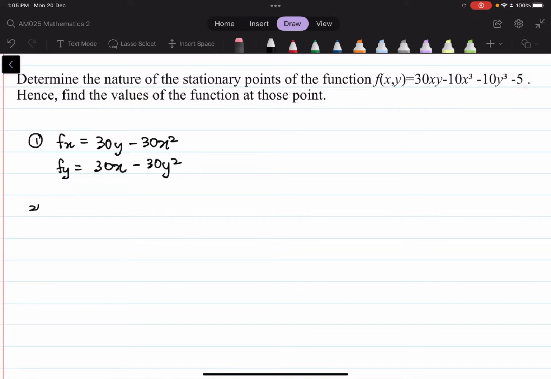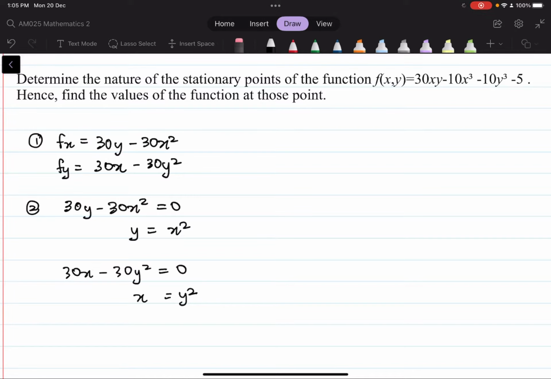So now let's set our f sub x and f sub y equal to 0. So we have 30y - 30x² = 0 and y = x². If 30x - 30y² = 0, then x = y².